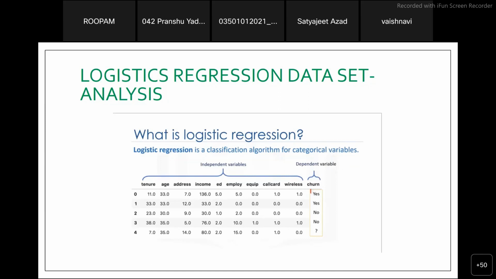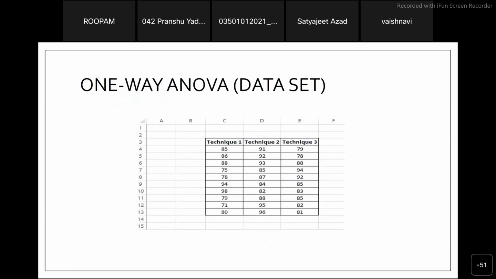If you see this kind of data set, at least you can say I can apply logistic regression, because this is a case where the dependent variable is categorical and the independent one is continuous. But there is a reverse case here. In ANOVA, there is a reverse case. So let's say one-way ANOVA is one of the examples.